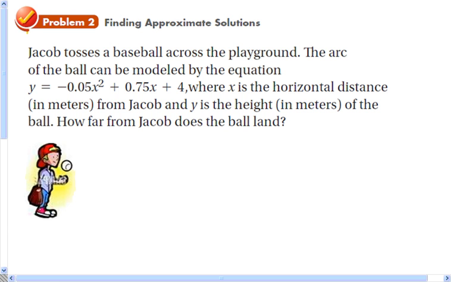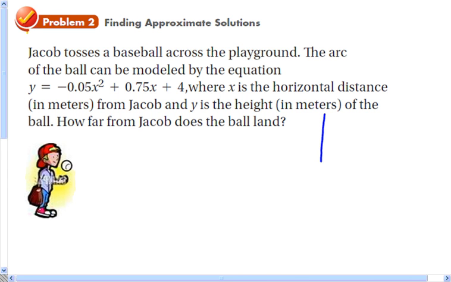All right, this is a handy equation to have when we're modeling situations where we have objects in motion, because the equations are quadratic in a lot of cases. So here's the problem. Jacob tosses the baseball across the playground. The arc of the ball can be modeled by the equation y equals negative 0.05x squared plus 0.75x plus 4, where x is the horizontal distance in meters from Jacob and y is the height. How far from Jacob does the ball land?